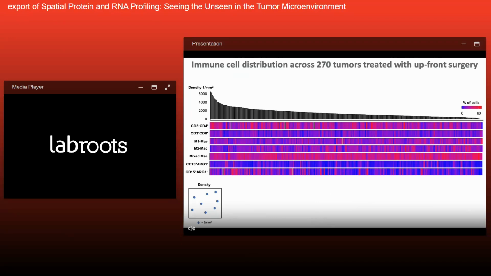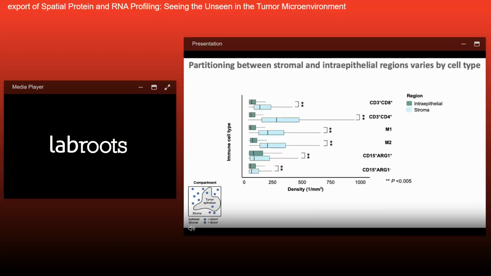Here's the high-level view of those main immune cell densities across our 300 tumor primary resection cohort. As you can see, the total density of immune cells is really quite variable across the cohort, but when you look at the individual immune cell populations in the tracks at the bottom, it's clear that there's no single immune cell population that's really driving these density differences.